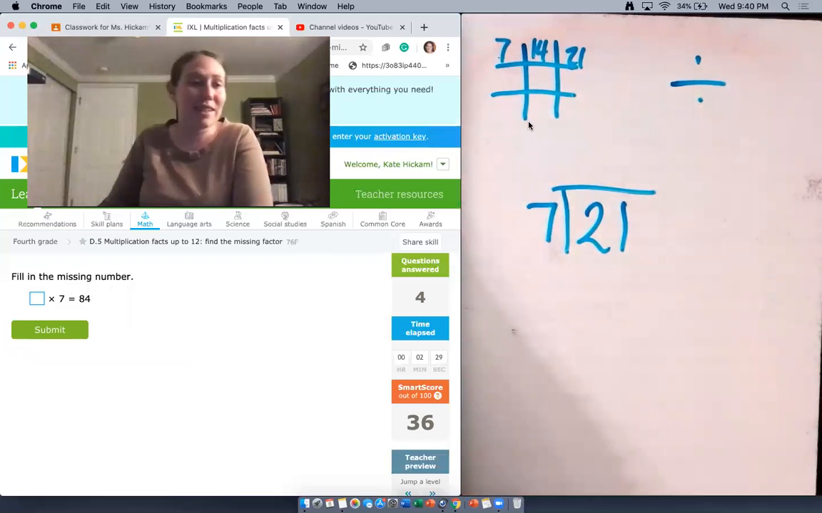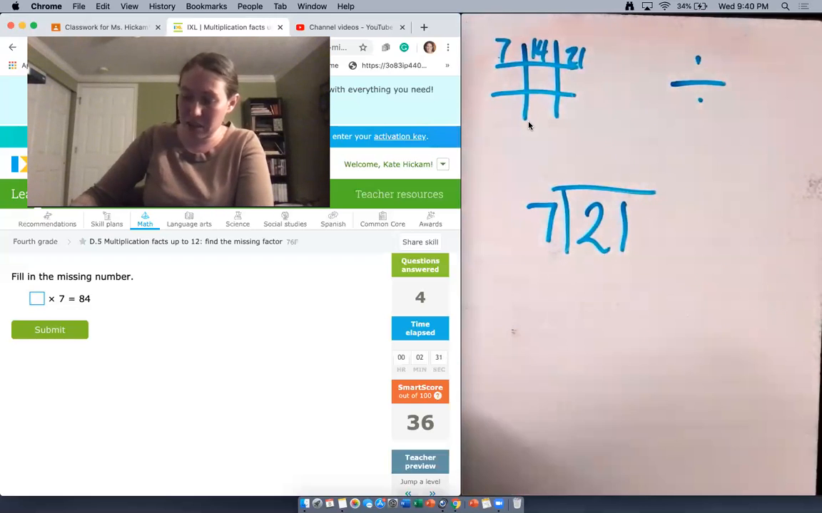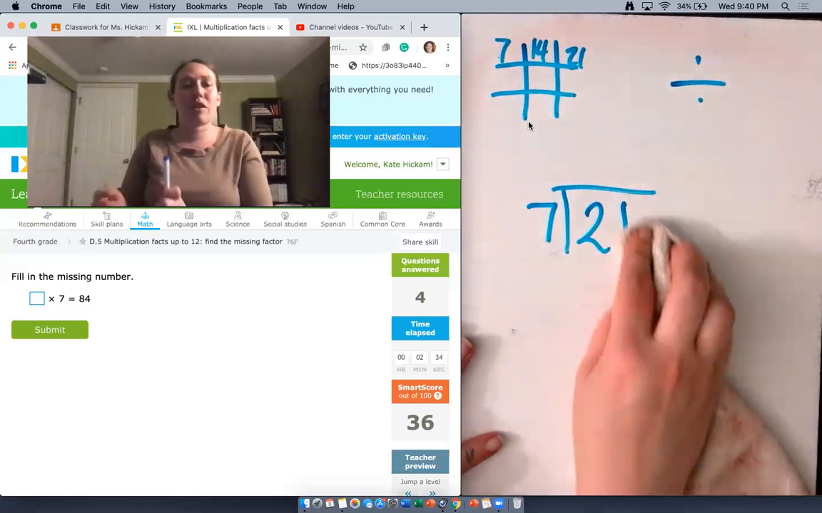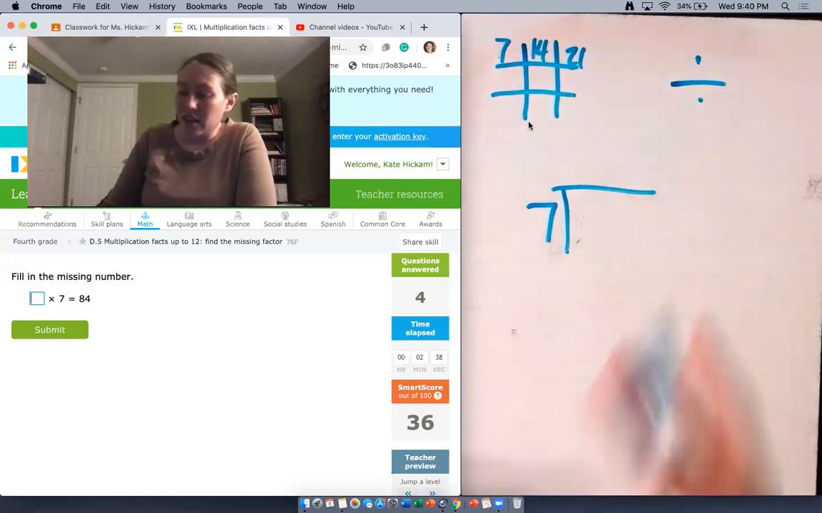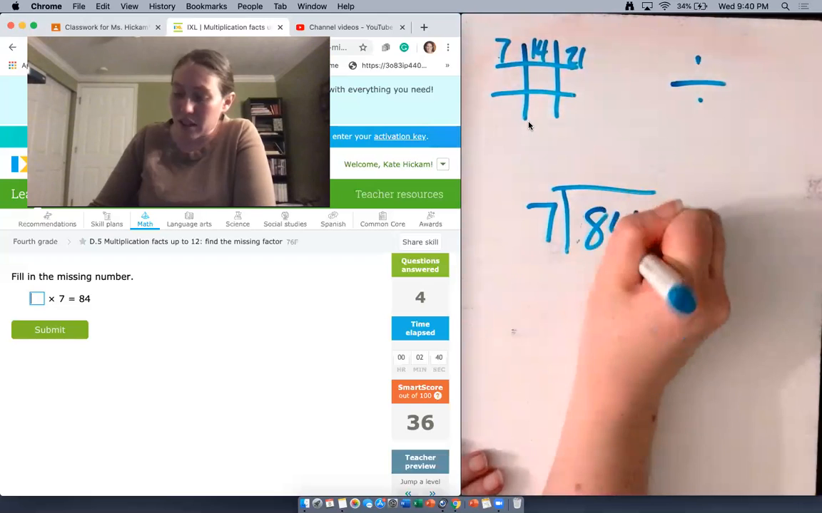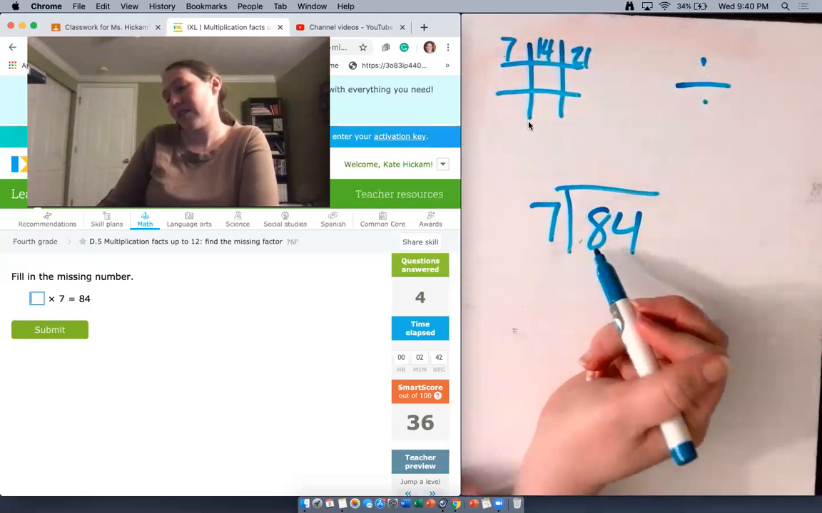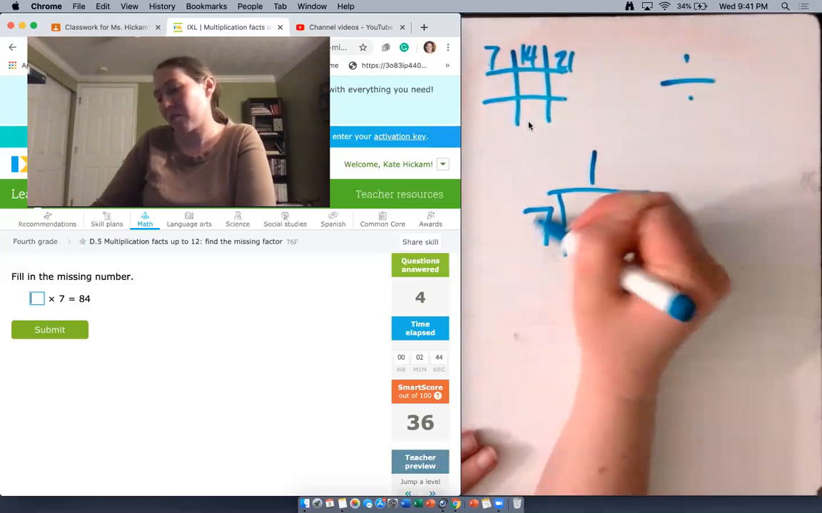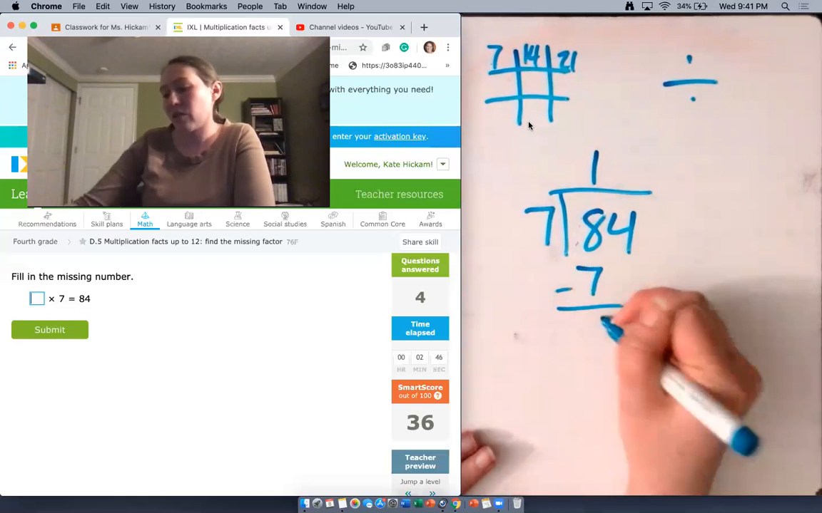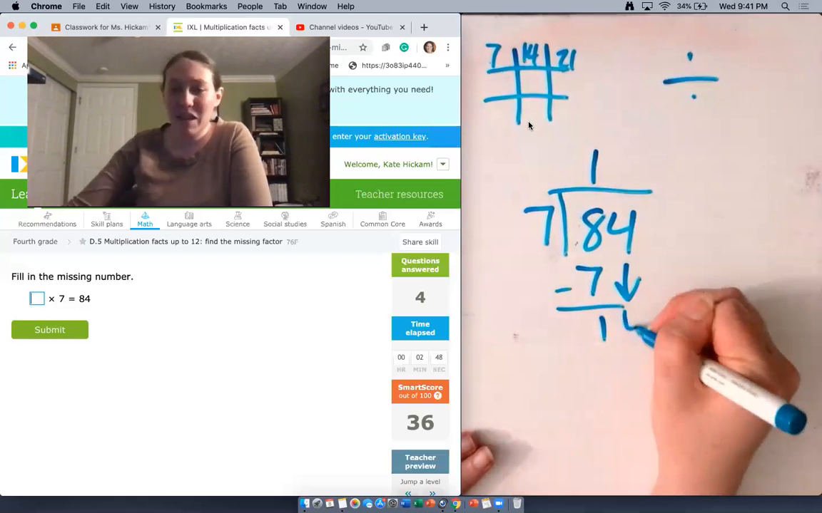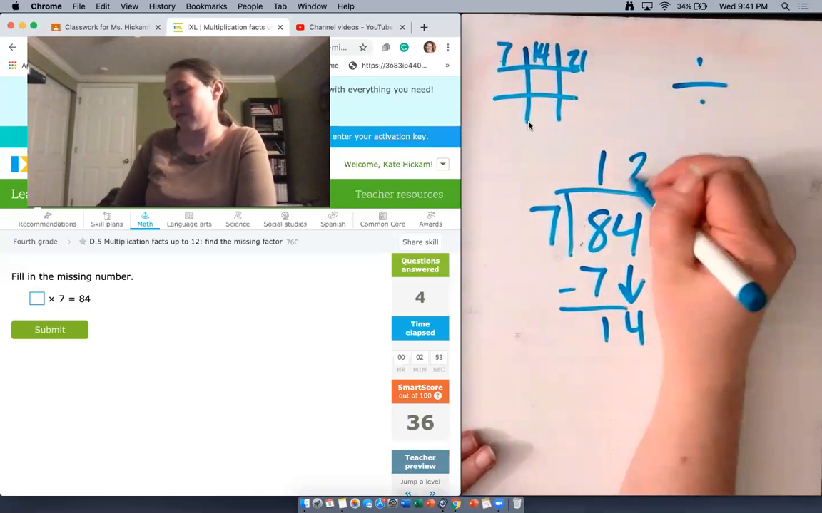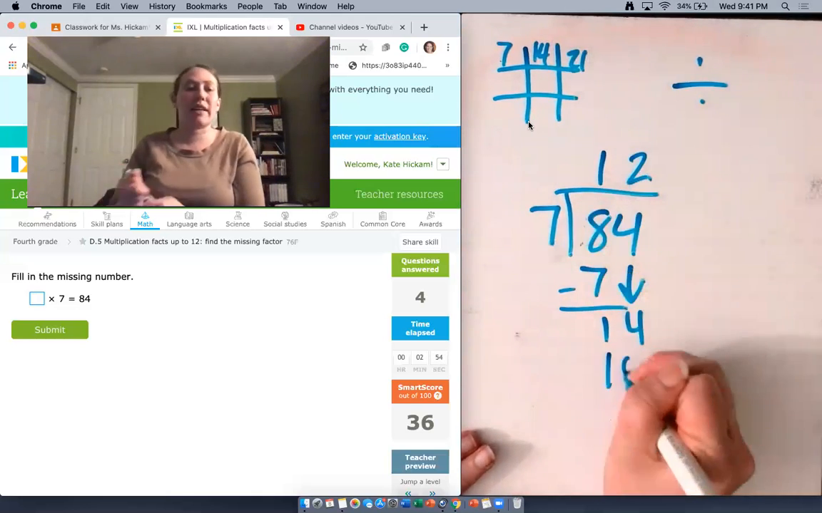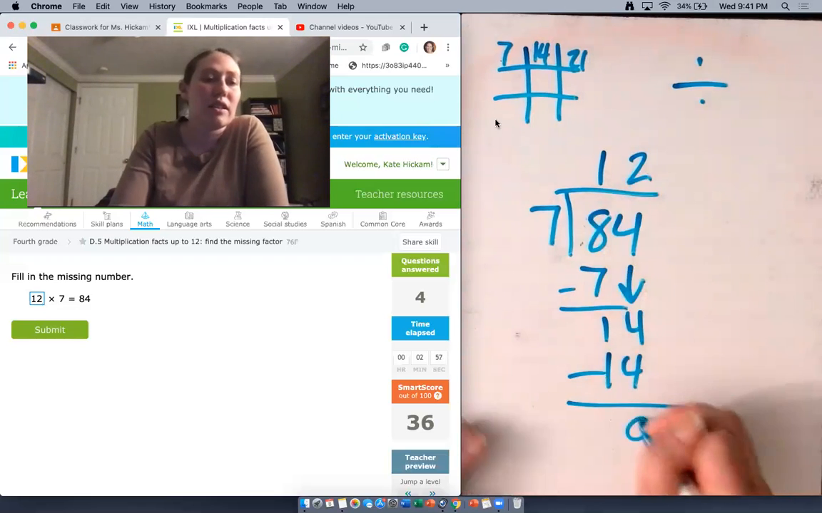So I already have 7 up here, so that makes it really easy. If I wanted to reverse this one, because it seems a little bit harder than some of my others, 7 goes into 8 one time. 1 times 7 is 7. Subtract, I get 1. Bring down the 4. 7 goes into 14. I already have it up here. 2 times. 2 times 7 is 14. So I have no remainder. My answer is 12.